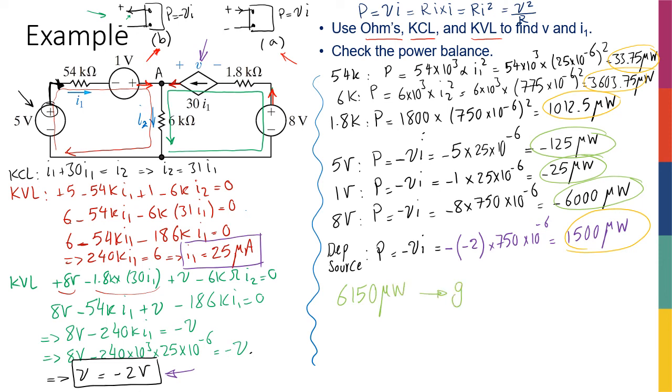These are the powers that are generated. And if you do the math, you will see that you're going to get exactly the same power if you add up the positive numbers. So the positive numbers are going to be 6,150 microwatts consumed. So yes, we do have power balance. Okay, I hope everything was clear.